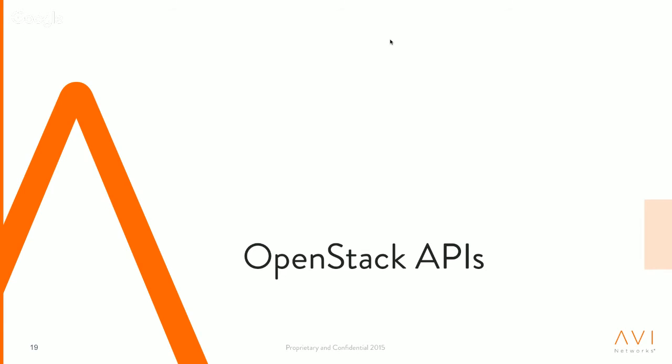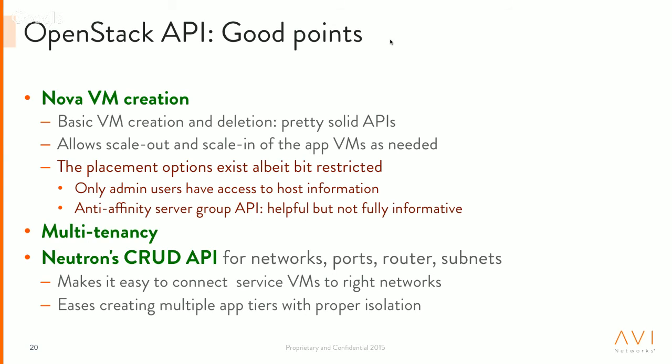Okay, so let me switch to talking about the OpenStack API portion. There are lots of good points about it, because we built this application on top of OpenStack. The core ones, like creating VMs and deleting VMs, allowed us to scale out and scale in pretty easily. It's very easy to create these VMs, put them into the right networks and so on. Placement options exist. They are a little bit limited, but there is good enough support for choosing. You can choose an availability zone, and different hosts within an availability zone.